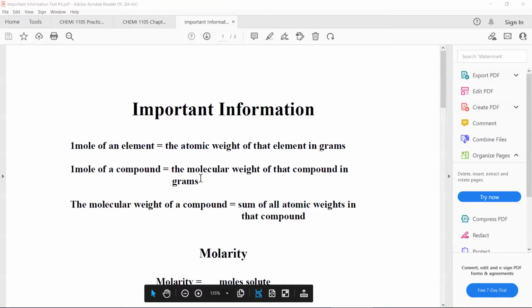All right, now this is for test number 3, Friday. Thank you, everybody. And it says 1 mole of a compound, in case you forget. Remember, I've really cut down on important things you have to memorize. 1 mole of a compound equals the molecular weight of that compound, and the molecular weight of that compound is the sum of all atomic weights.